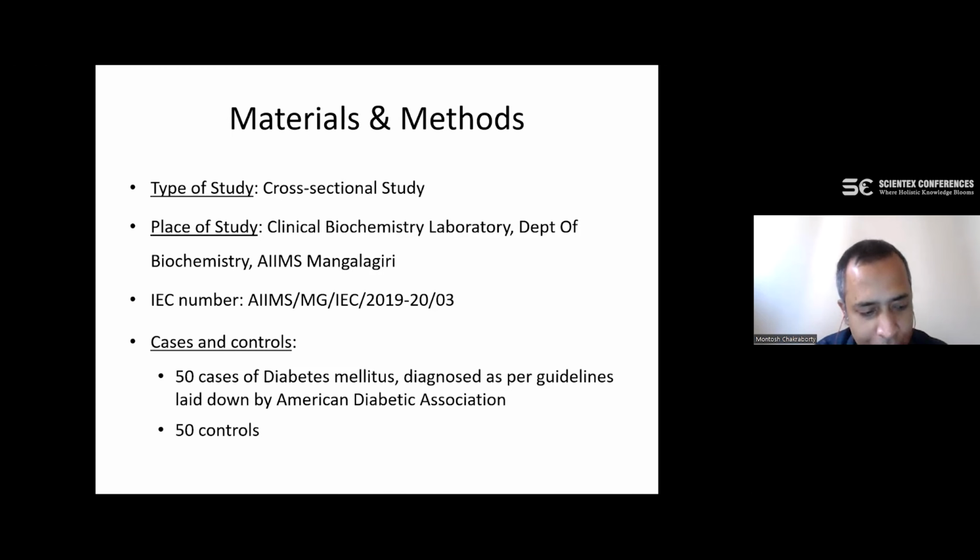To avoid any influence on fructosamine measurement, only cases with normal total serum protein and albumin levels were taken, that is, where protein and albumin levels were in the standard reference range. Detailed history and physical examination were done for all the participants. 50 age and sex matched controls were also taken for the study. The samples were collected after informed consent, with proper Institutional Ethical Committee approval.